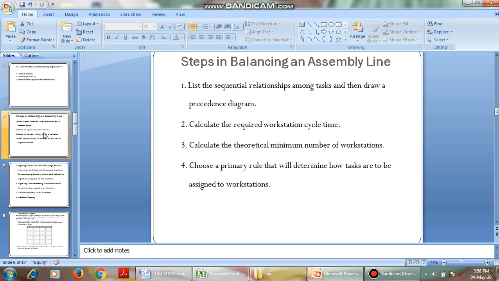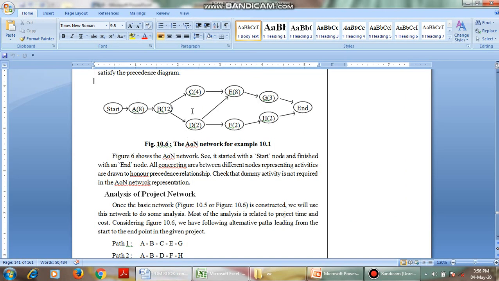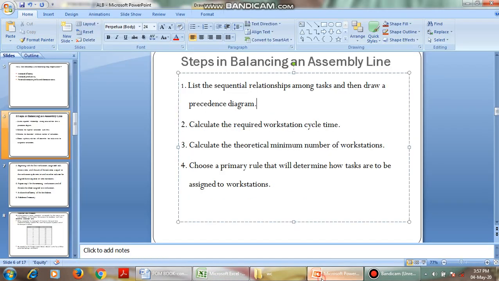Okay, right. Let us see what are the steps involved in assembly line balancing. These are very simple steps. If you go for a problem, then it can be easily understood. Let us go for the theoretical one. List the sequential relationship among the tasks and then draw a precedence diagram. This we call the precedence diagram. This is the B activity, C is the preceding activity. E is the preceding activity of C and D. In this way, we have to construct a precedence diagram.